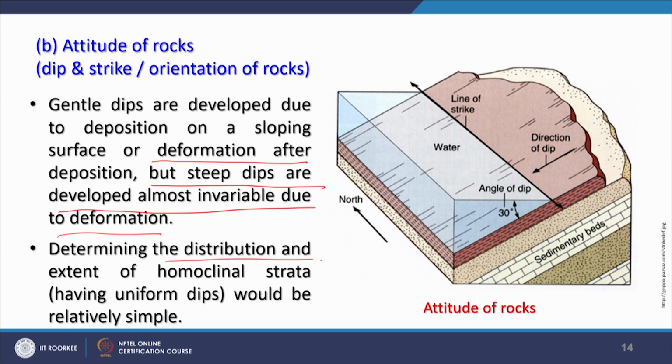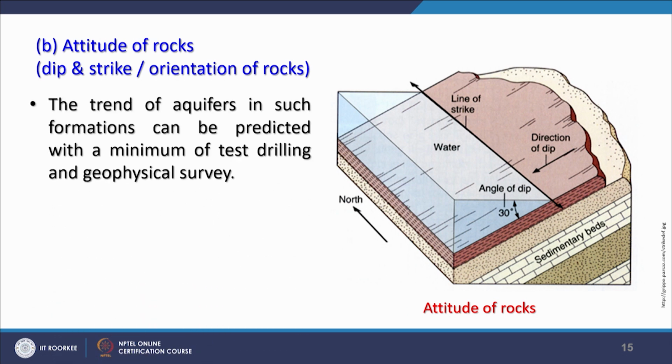Determining the distribution and extent of homoclinal strata, that means having uniform dips. This example is almost homoclinal, that all these different sedimentary layers or rocks are dipping almost in the same manner. Again, it is a rare situation, but if we get homoclinal strata, it is very helpful, because these will control our trend of aquifer in such formations, and which will make our prediction of the water bearing rocks and for drilling or for geophysical survey much easier.